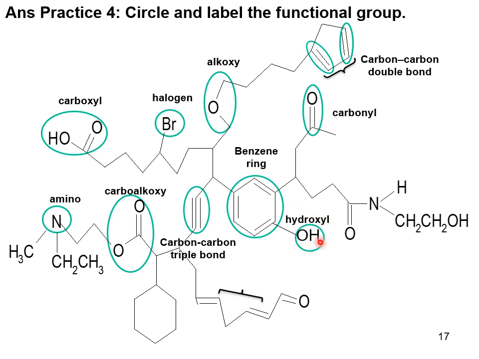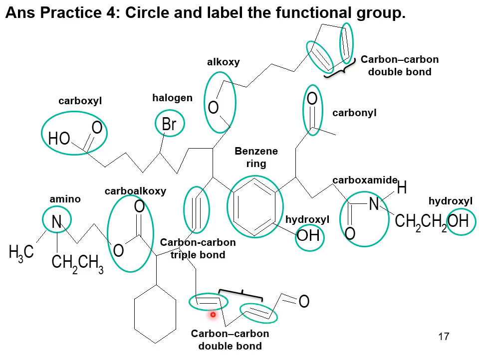OH hydroxyl under alcohol. C double bond O, N, carboxamide under amide. And then OH hydroxyl under alcohol. These two are carbon-carbon double bond under alkene. And then the last one, C double bond O. Here there is hydrogen, so under aldehyde. Hope you all can identify the functional group, circle and label and name it.